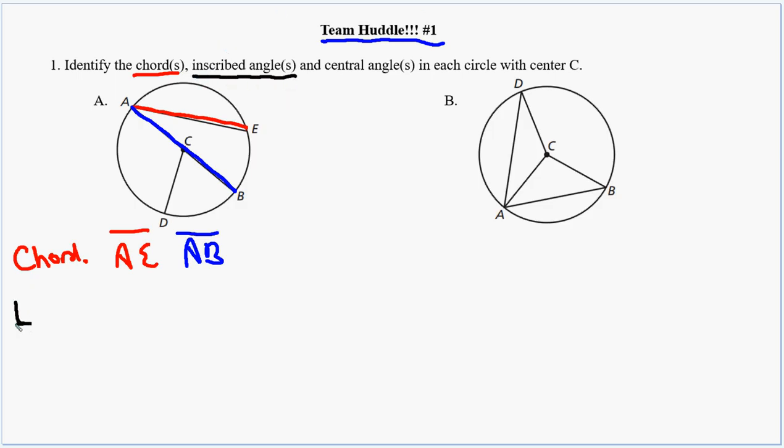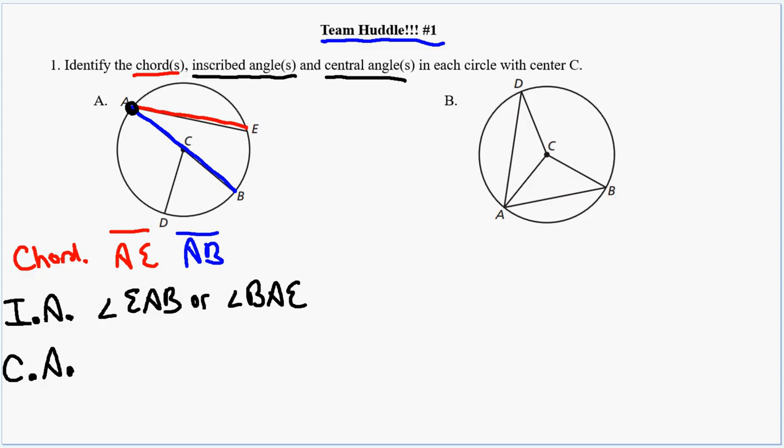Inscribed angle. I'm going to abbreviate inscribed angle. So here, the two sides I have in red and blue mark out an inscribed angle. We could call it angle EAB or angle BAE. But that's the only vertex I see on the edge of the circle. The last one here, central angle.